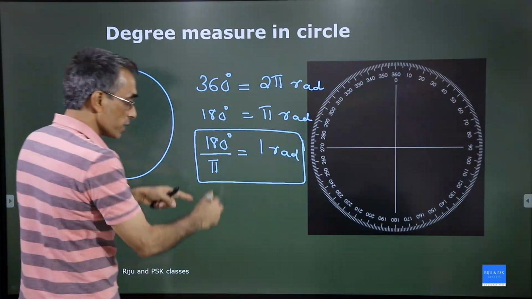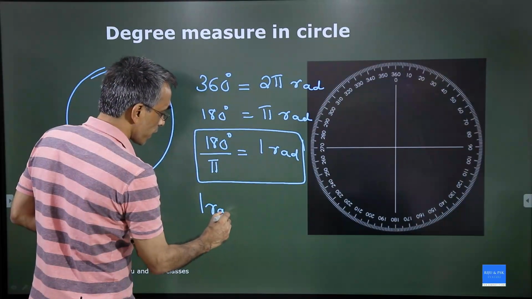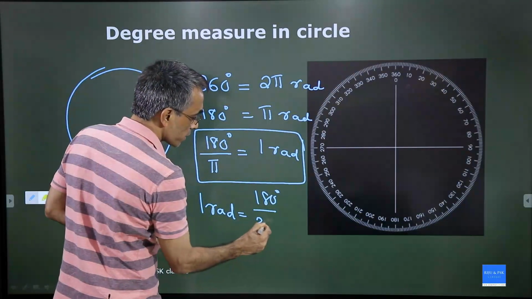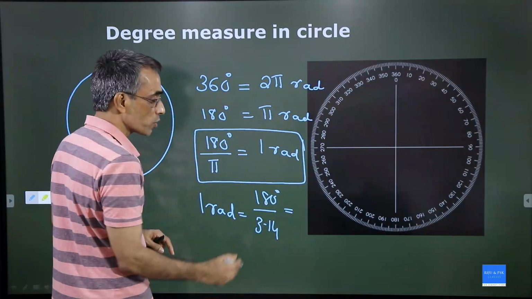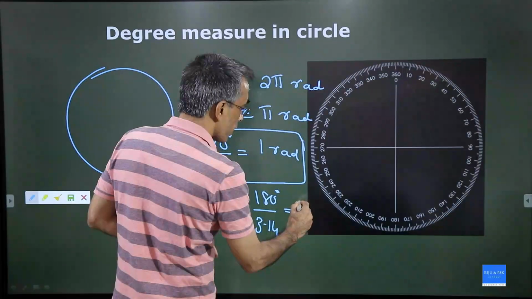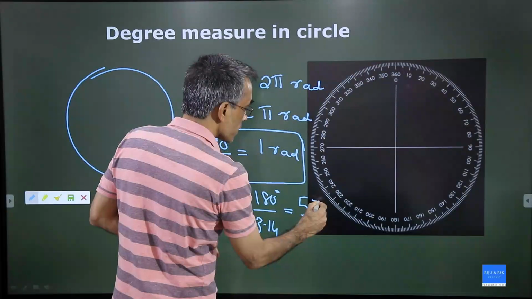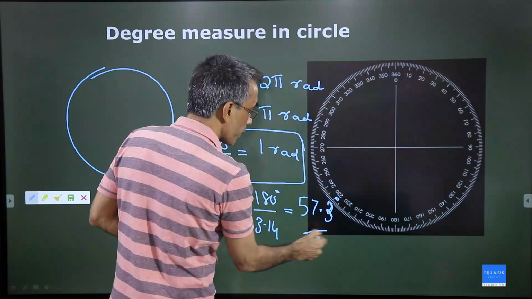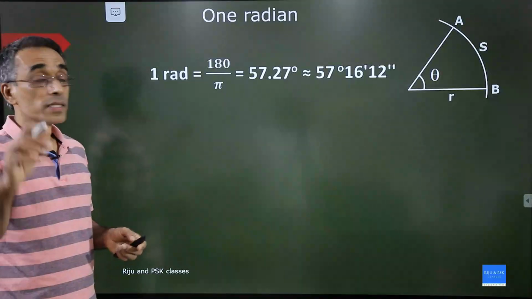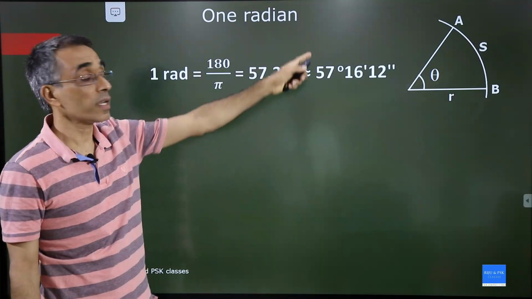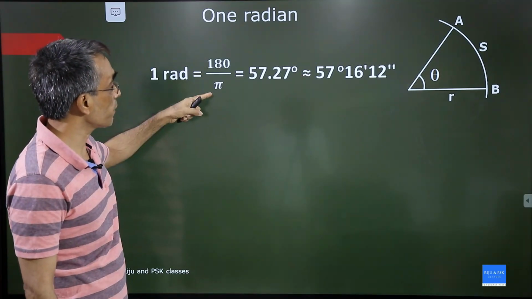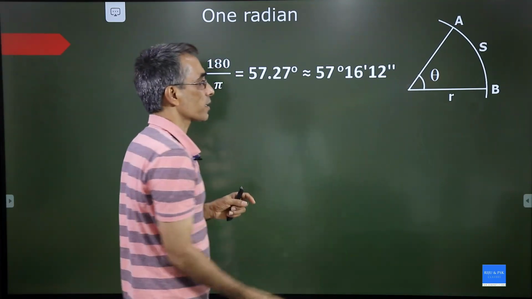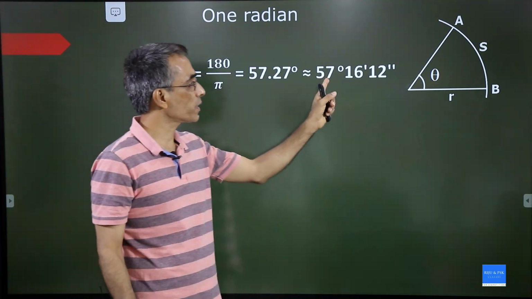Okay, and if you divide this thing, you can use a calculator. This is 180 degree divided by 3.14. This will become approximately 57.3 degree. This is what I did here, 1 radian. What is 1 radian? 1 radian is 180 by pi, which is 57.27 degree. And this is something that you will understand later. Okay, don't worry right now, 57 degree something.